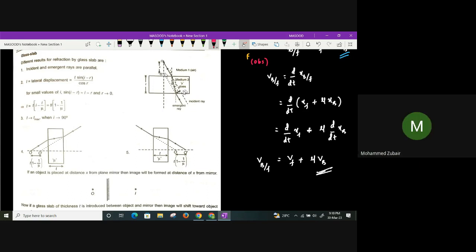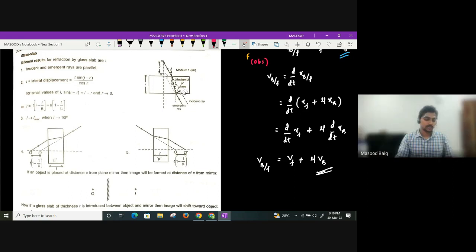Angle of incidence will be equal to angle of emergence. And what will be the deviation? Zero. So will the incident ray and emergent ray move parallel to each other or not? Yes. So if they are parallel, do they have a constant distance between them? Yes. That distance is called the lateral displacement, guys.